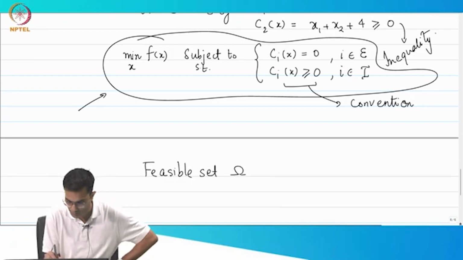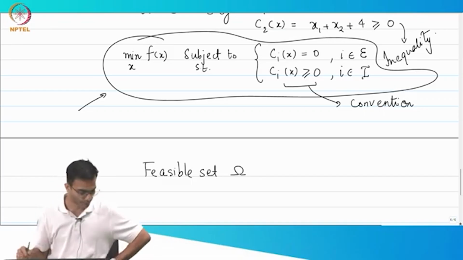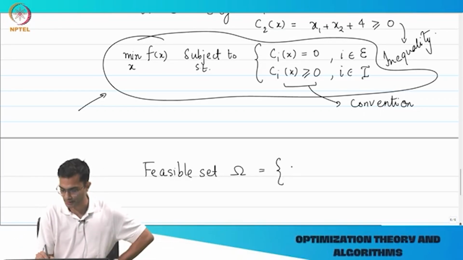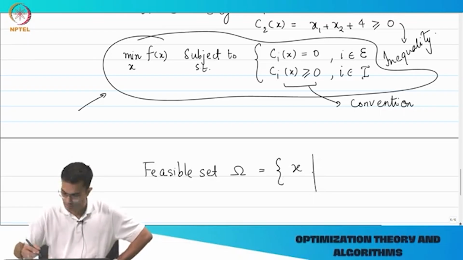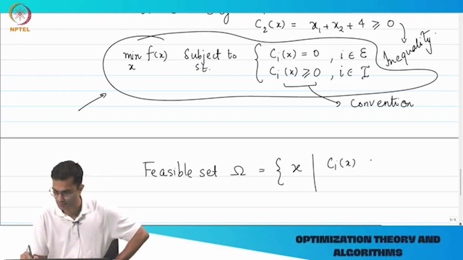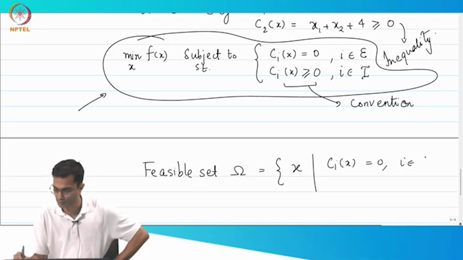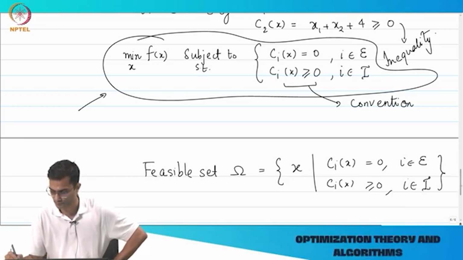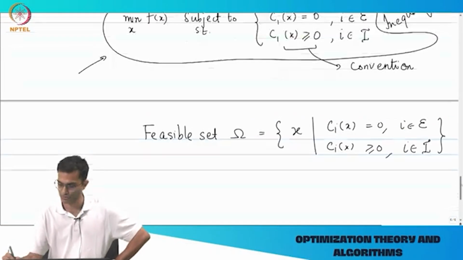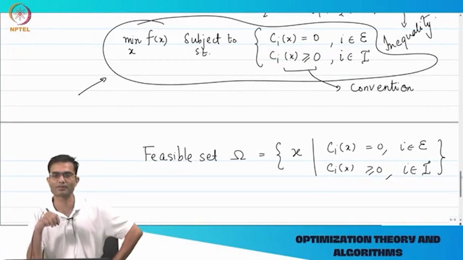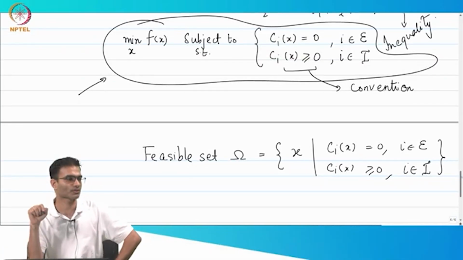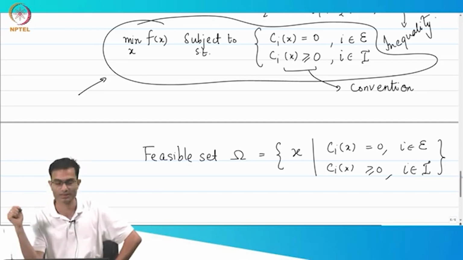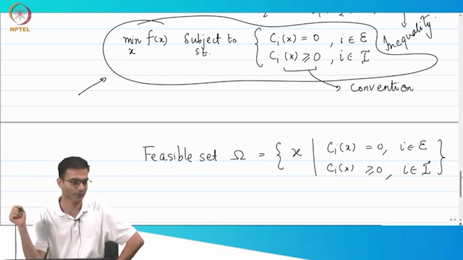the usual notation is capital omega, right? It will simply be like this: x such that Cix is equal to 0, i belonging to equality, and Cix is greater than or equal to 0, i belonging to inequality. So this is your feasible set. Is it clear what I mean by feasible set? All those x which satisfy the equalities and inequalities.